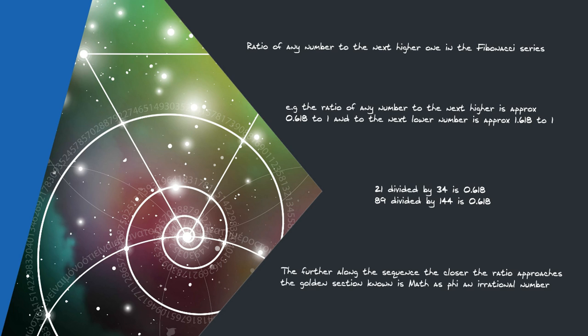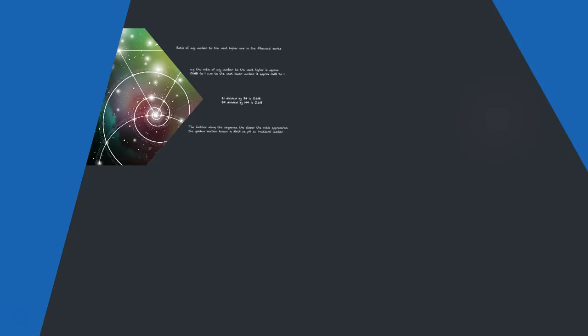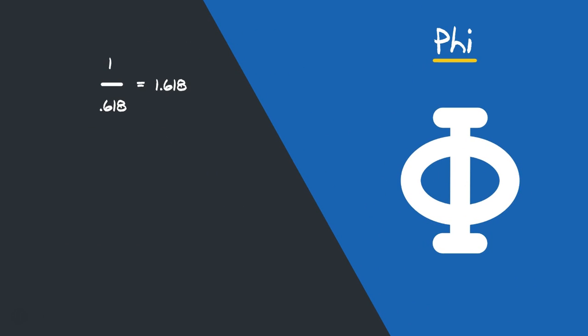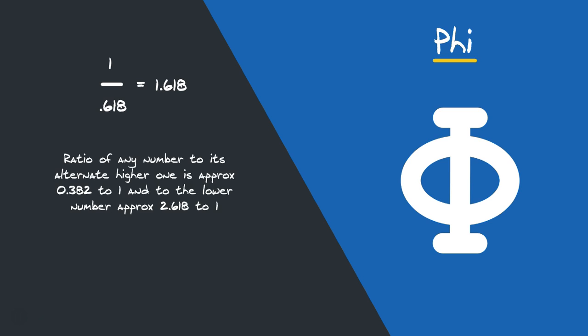The further along the sequence, the closer the ratio approaches the golden section, known in math as phi, an irrational number. Phi is the only number that when added to 1 yields its inverse. For example, 1 over phi is the inverse of 0.618, which is 1.618. 1.618 can also be calculated by finding the ratio of any number to the next lower one in the Fibonacci series. For example, 89 divided by 55 is 1.618.